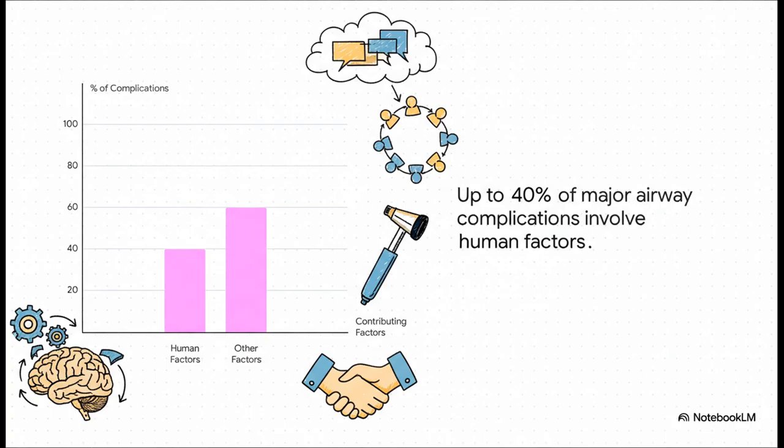And why is this so important? Well, just look at this. Data from the 4th National Audit Project shows that human factors, things like communication breakdowns or poor teamwork, can contribute to up to 40% of major airway complications. It proves that how we talk to each other is just as important as how well we use a laryngoscope.